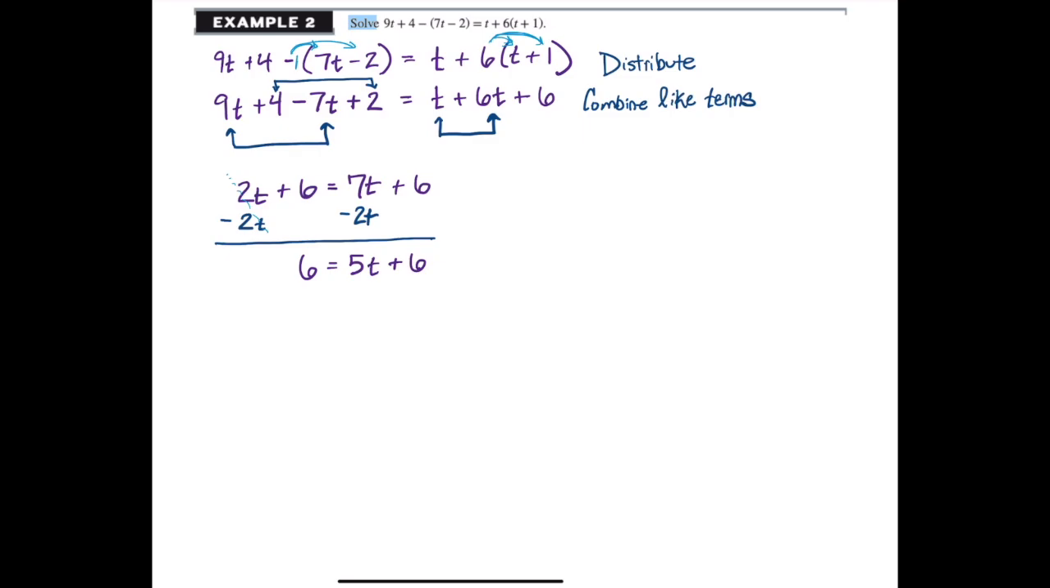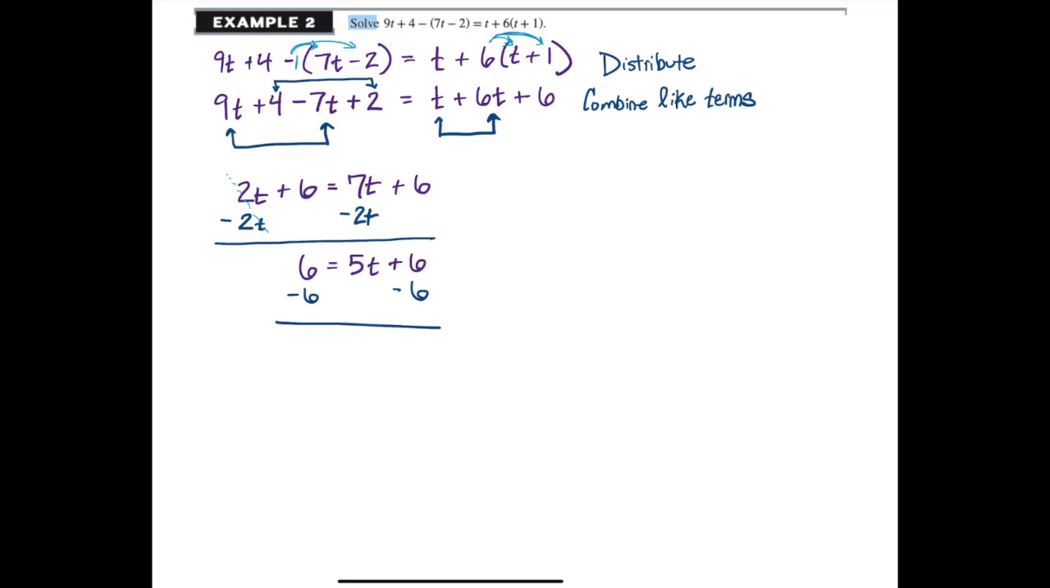Now we want to keep this t here and move everything over to the left side. So I want this 6 to go and combine with that 6. And check out what's going to happen. I'll subtract 6 from both sides. Since it's positive here, there's an addition, so I'll do a subtraction. Minus 6, minus 6.